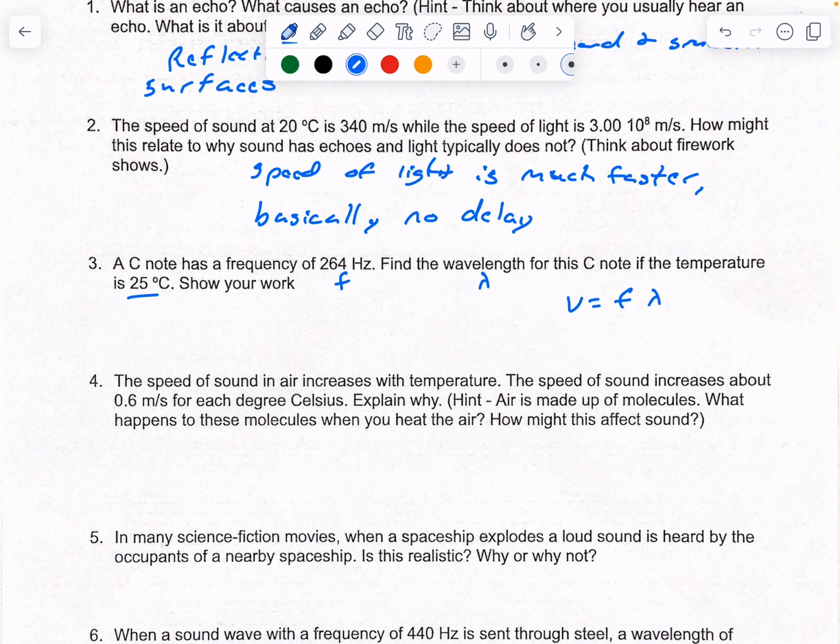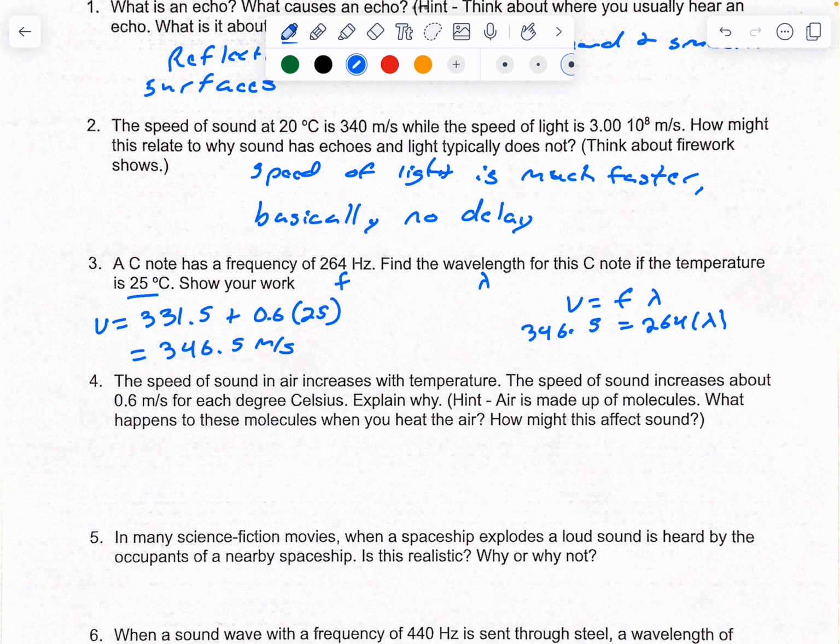v equals frequency times wavelength. But if you notice, I don't have v. But I do have a temperature, so we can figure out how fast sound is moving at that temp. So v equals 331.5 plus 0.6 times 25, and you get a speed of sound of 346.5 meters per second. Now there's my velocity, so now I can plug in. 346.5 equals a frequency of 264 times my wavelength, which I don't know. So divide both sides by 264 and you get a wavelength of 1.3 meters.